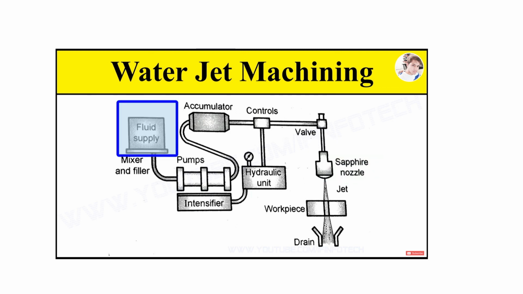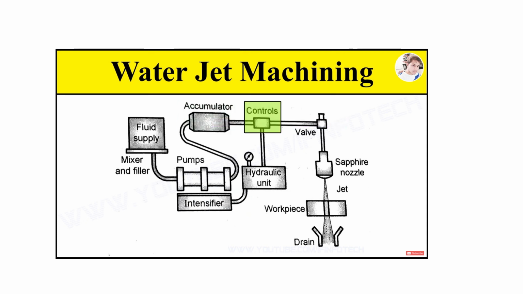Reservoir is used for storing water that is to be used in the machining process. Next is the pump. It pumps the water from the reservoir. Next is the intensifier. It is connected to the pump. It pressurizes the water acquired from the pump to the desired level. Next is the accumulator. It is used for temporarily storing the pressurized water. It connects to the flow regulator through a control valve.